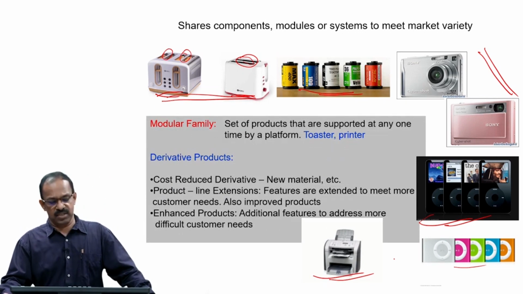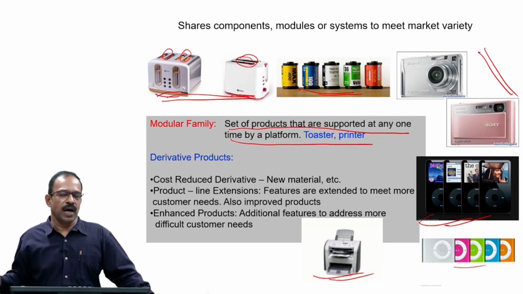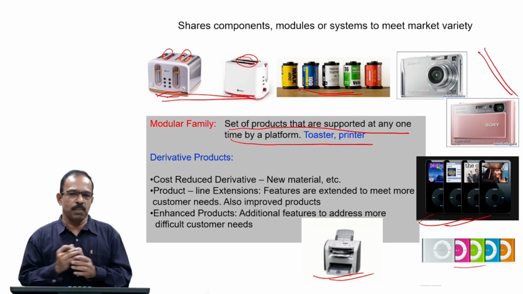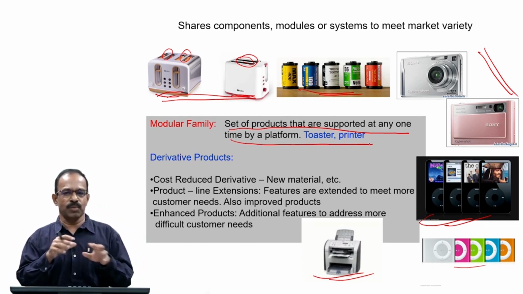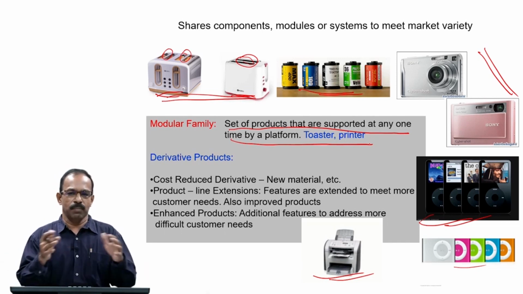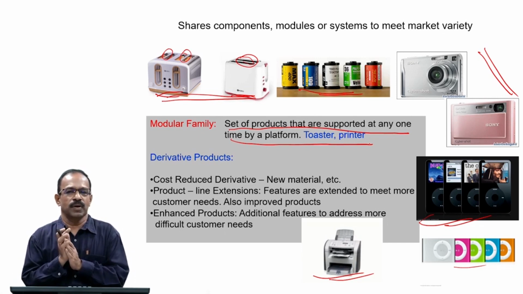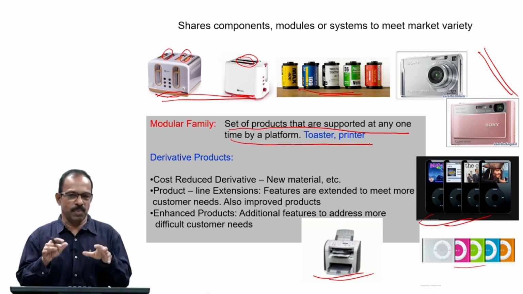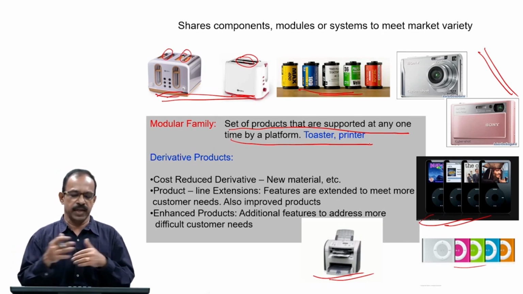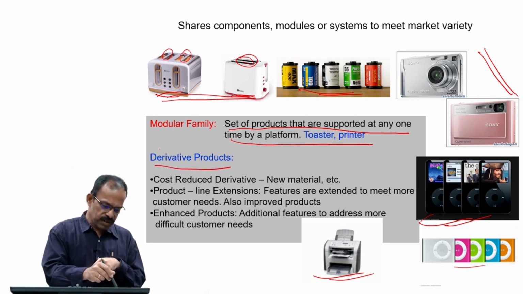So, that is the modular family architecture: the set of products that are supported at any one time by a platform. All these products will have a common platform, and to that they will add the modules. By changing some modules you will get a new product, but the basic platform will be almost the same. That is how most companies or manufacturers are able to bring multiple products into the market. On the common platform they keep adding modules, and some modules will be different compared to the other product, so that you get a variation in the product variety. And so, here you can have different derivatives of the product.